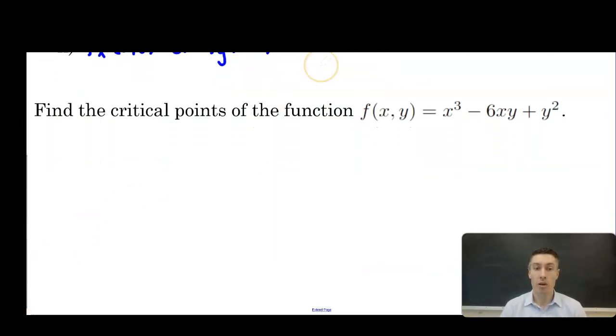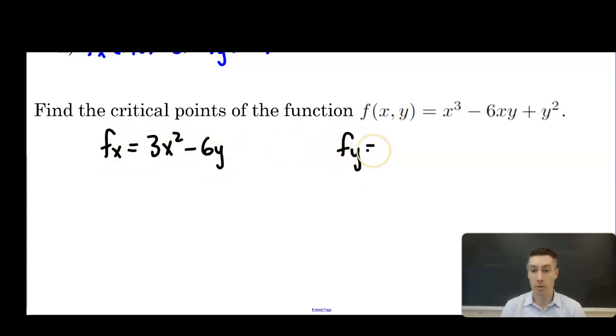So find the critical points of the function f of x, y equal to x cubed minus 6xy plus y squared. We'll start by finding both first order partial derivatives. So 3x squared minus 6y, and the partial with respect to y, negative 6x plus 2y. Set both of these equal to 0 and solve.